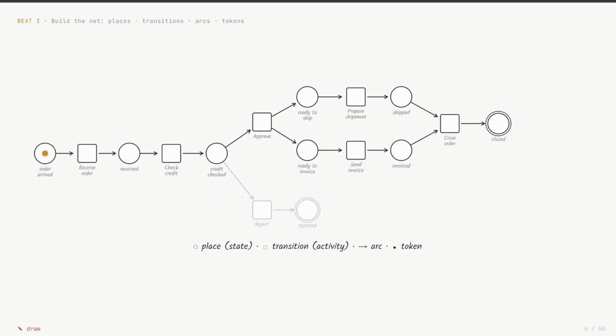And as usual, we draw our Petri net. We are going from left to right. We have our start place and our end place. The circles are the places. The squares are our transitions. And the token explains the state where we are currently.